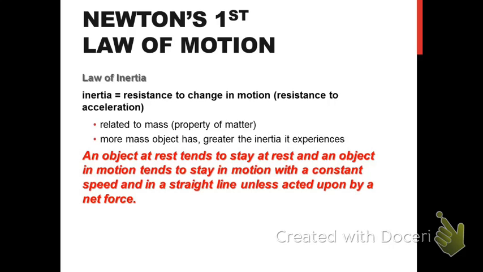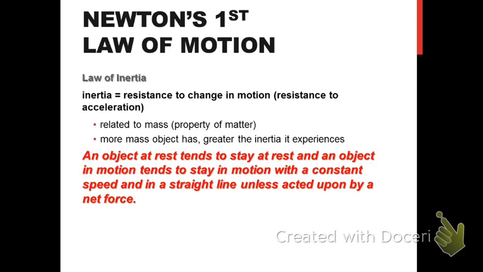If you were to read Isaac Newton's law the way that he stated it, it would say something along the lines of an object at rest tends to stay at rest, and an object in motion tends to stay in motion with a constant speed and in a straight line unless acted upon by a net force. You could simply say an object at rest tends to stay at rest, and an object in motion tends to stay in motion unless acted on by some sort of force.